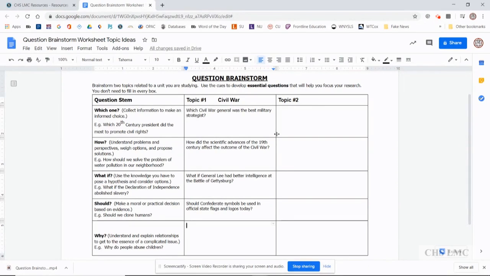And the last one is why. So the example is, why did Great Britain favor the South during the Civil War? Okay, so that's just a little example of how you can use these question stems. You don't need to fill in every box. You don't need to do 2 different topics, but you can fill out these and give you a good start on building inquiry questions that you can then proceed to research with.